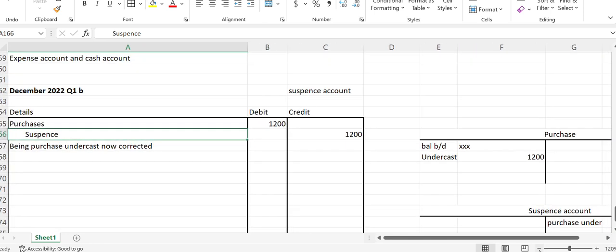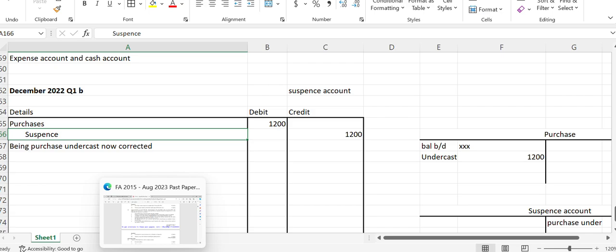So tuendelee. So we are done with correcting the first one, purchases and suspense. And the reason why, or how did you know that you are supposed to open suspense account here? It's because we've been told purchases account was undercast, and we don't know the corresponding account that was affected by the undercast. So it means it only affected purchases account. So because we don't know the other account, suspense account will replace the other account. So that one affects the suspense account.